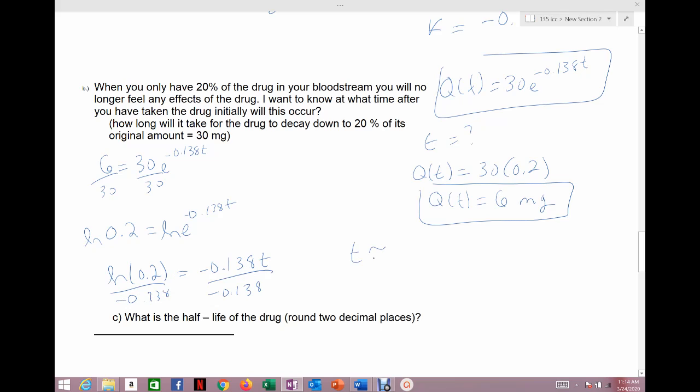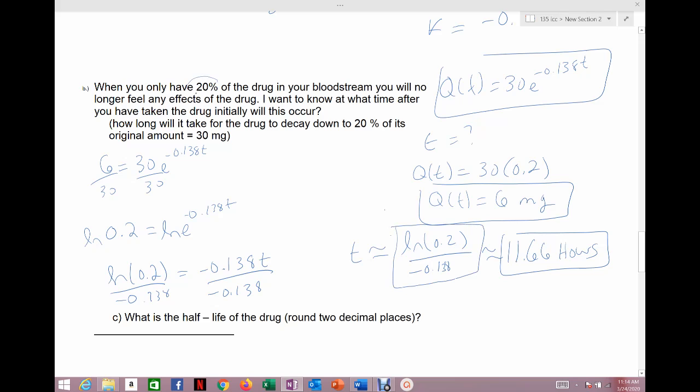And so the time is going to be the natural log of 0.2 divided by k. Which, if you type that in the calculator, comes out to 11.66 hours. So the drug lasts for about 11.66 hours. After that point, the body will have decayed it down to 6 milligrams and you'll no longer feel its effects. Just to set this up and explain it, this is how half-lives and things work.